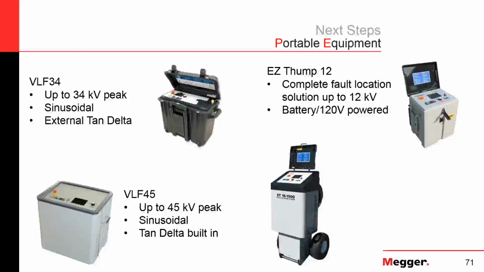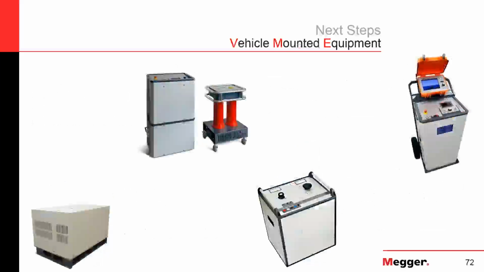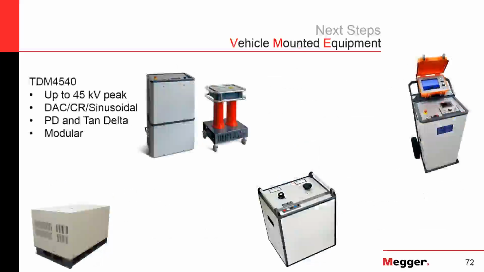We mentioned a little bit today that if you're testing, you can expect to have faults because you're finding those weak spots. So we have some fault locating equipment as well. Anything from these small portable Easy Thumps, this is about a 70-pound box, great for 15 kV class cables. Our Smart Thump would be the next size up from that, nice big wheels on it, great for up to 25 kV cables.